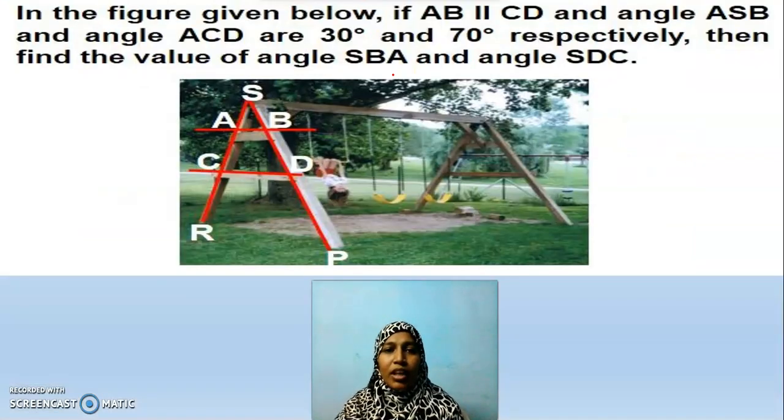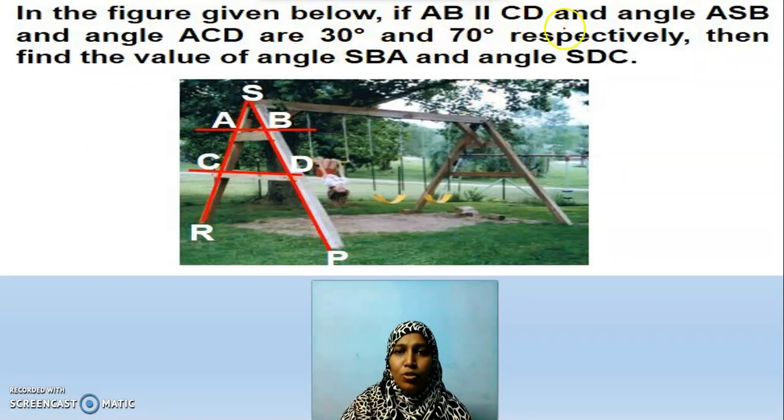Okay, children. The second question is: in the figure given below, if AB is parallel to CD and angle ASB and angle ACD are 30 degrees and 70 degrees respectively, then find the value of angle SBA and angle SDC. Hope all would have enjoyed swinging like this boy, upside down, isn't it? And here these two are vacant swings. We are going to look at the angles in this swing.